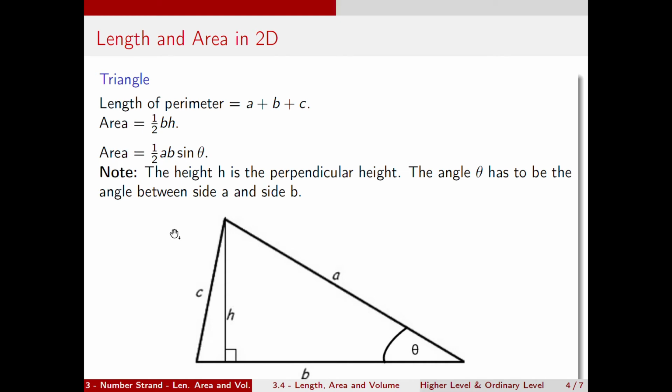And again, the height h has to be the perpendicular height, so making a right angle with the base of the triangle. And the angle theta we choose to be the angle between a and b.